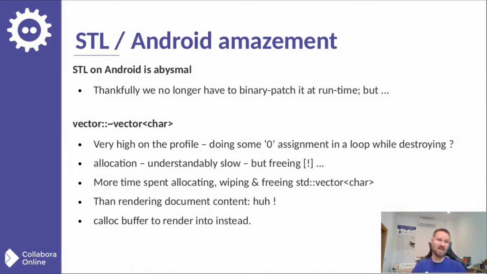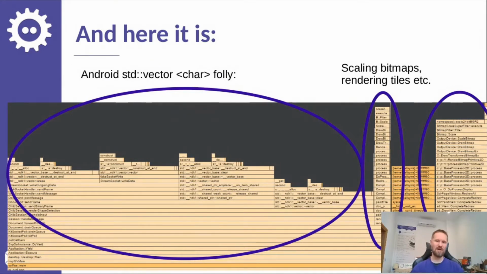Another thing we fixed is STL on Android is unbelievably bad. It's really incredible that you see this on the profile at all, but yeah, so just deleting a vector of chars seems to be doing some kind of loop to assign them all to 0 or some monstrous folly, and the same for allocating. So it actually turns out just using standard C allocation semantics is incredibly quicker. Of course, C++ on Android has always sucked. I mean, we've had to patch STL in the past to even make it work at all. But it's hard to believe this, but shifting stuff in the vector there was more expensive than scaling the bitmaps, rendering the tiles, all this sort of thing. So luckily those are now gone.